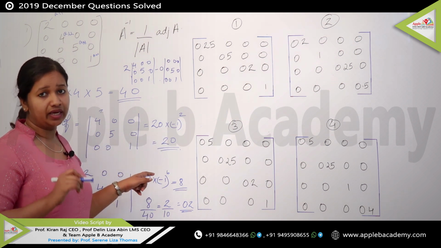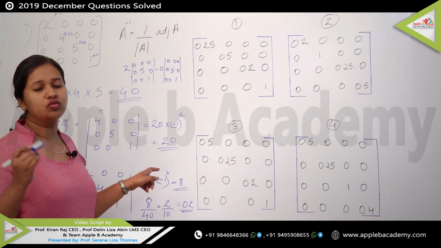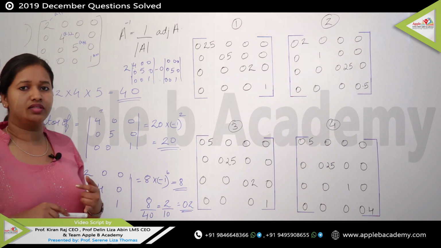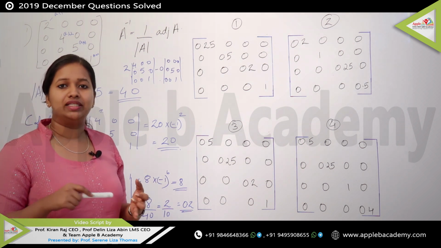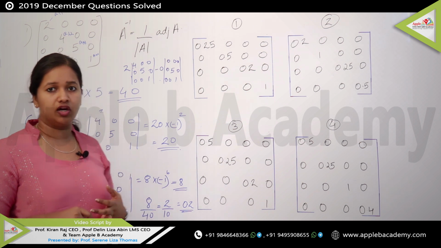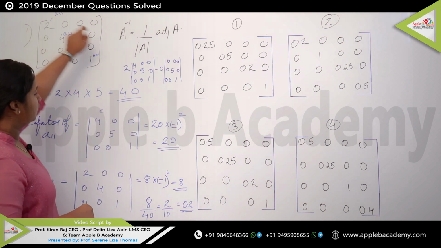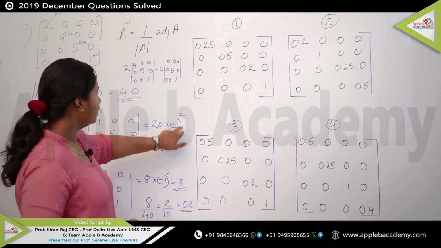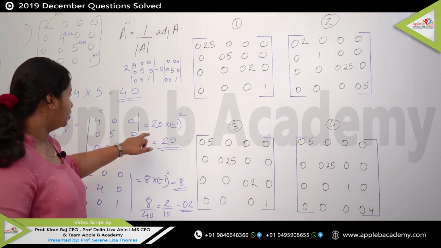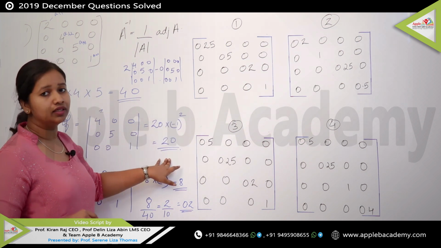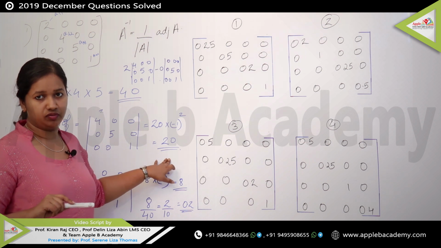So this is a minor, into minus 1 raised to i plus j, where i represents the corresponding row and j represents the corresponding column. Here it is A11, so you know that it is minus 1 raised to 2. So 20 into minus 1 raised to 2, again 20 is the cofactor for A11.